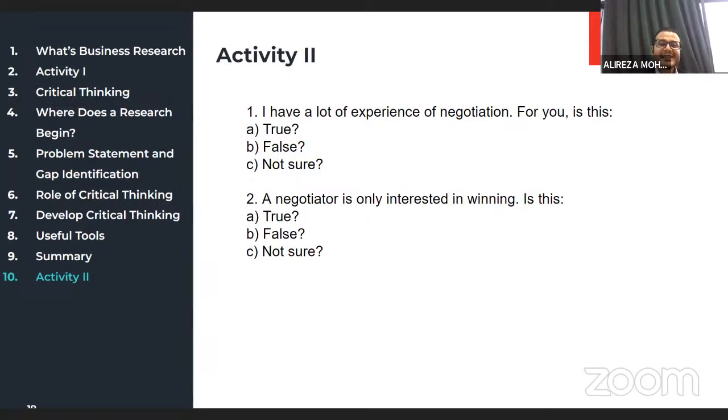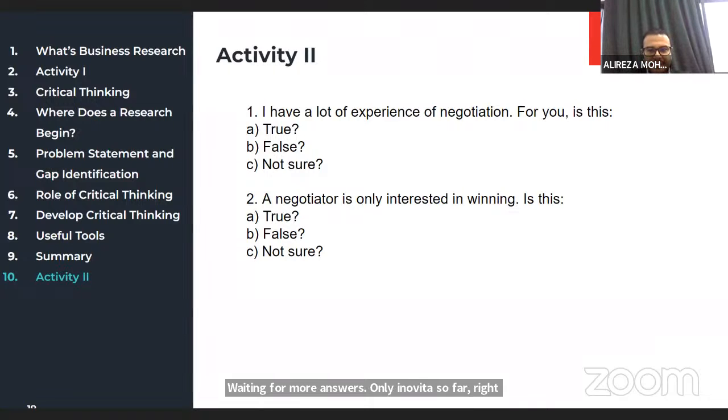Don't overthink it. Simplify it. Waiting for more answers. Only Novita so far, right? Febi, Kyla, those who are asking difficult questions.